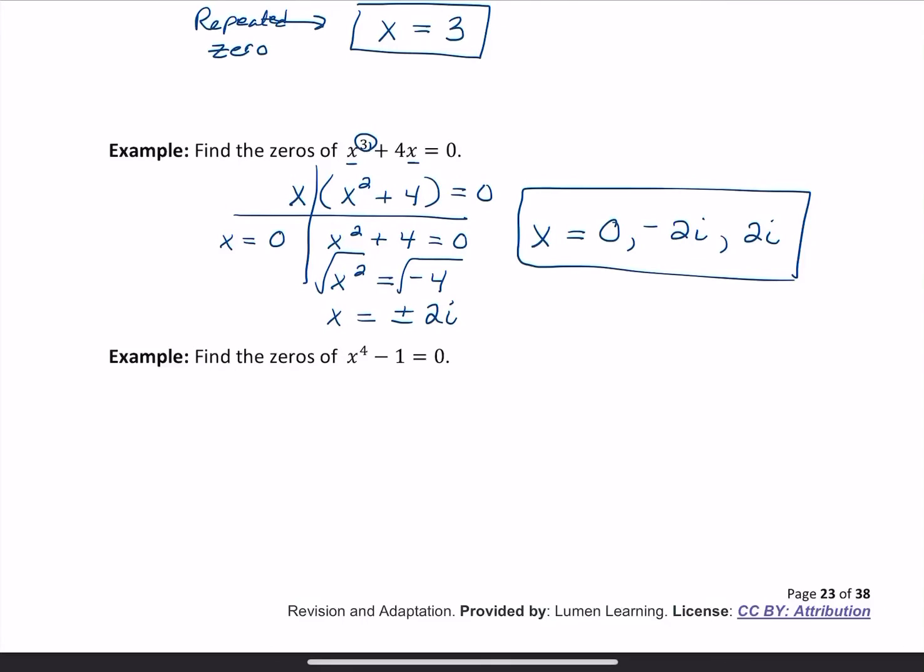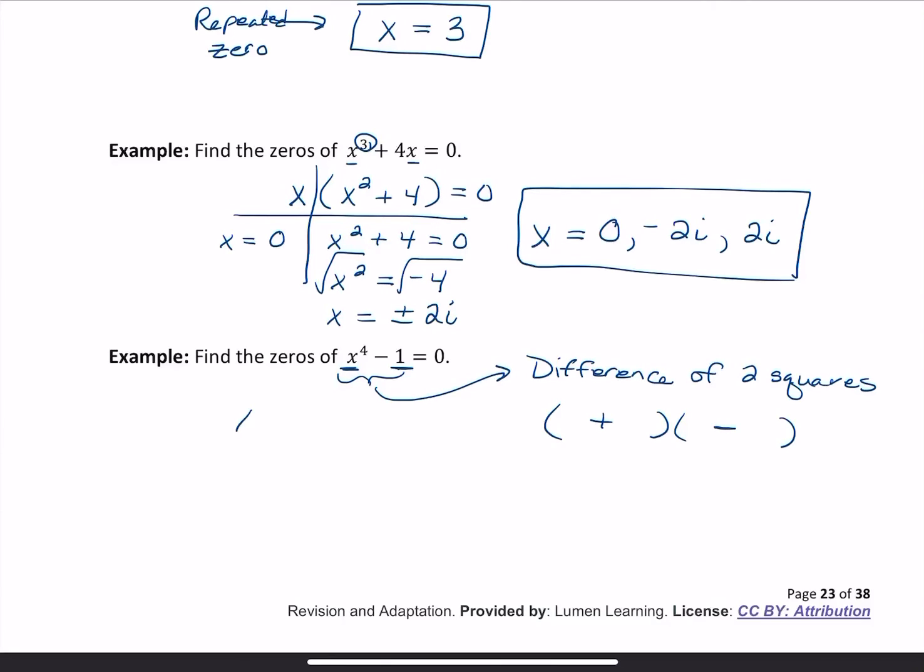This next example, we've got x to the 4th minus 1. This is a difference of 2 squares. Now I know that because there's no x term in the middle. It's just got a perfect square to begin with and a perfect square to end with. That is always going to factor into conjugates of each other.